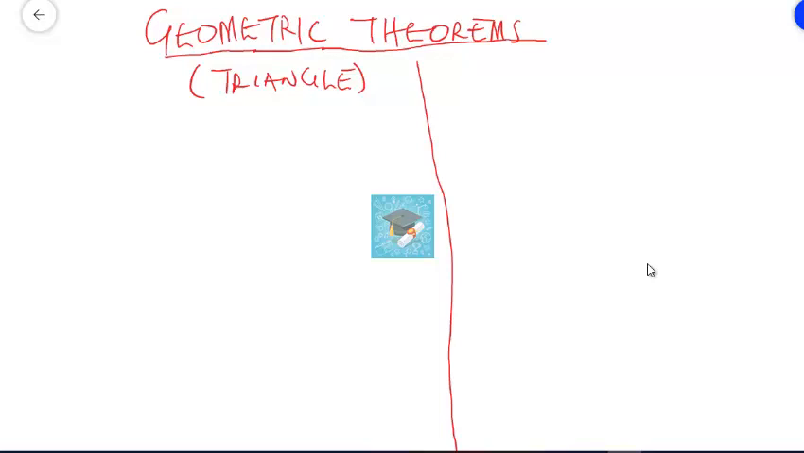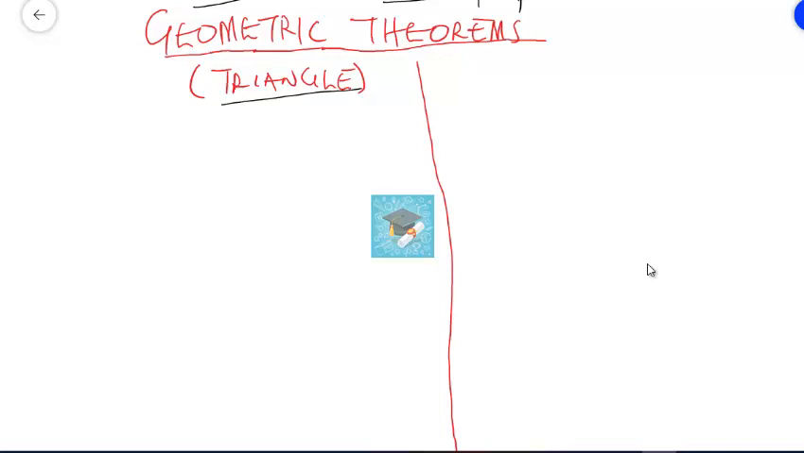In mathematics, geometry is a branch of mathematics that deals with the properties of plane shapes and also solid shapes. So there are two keywords here. The first one is geometry and the other one is theorems. With theorems, you want to prove some properties of geometric shapes. And the shape we are going to look at in this video is triangle.